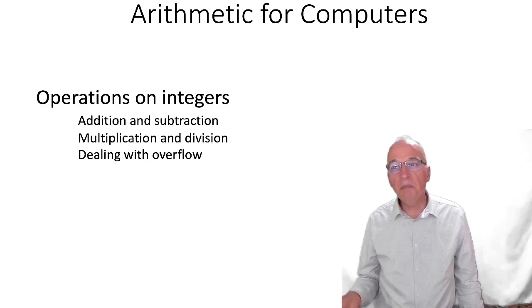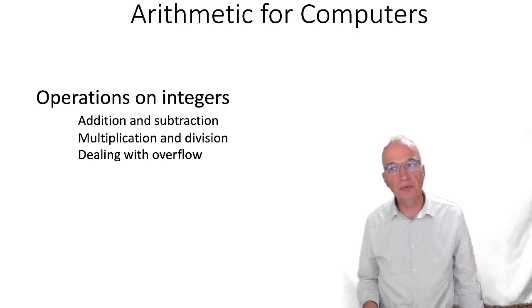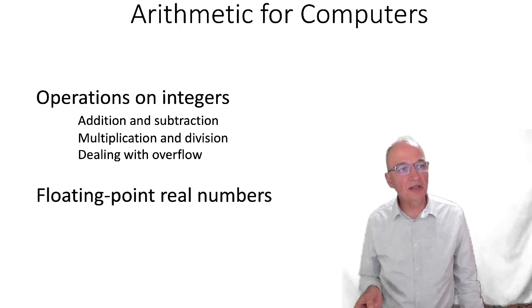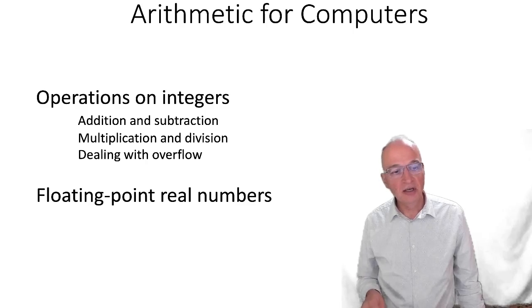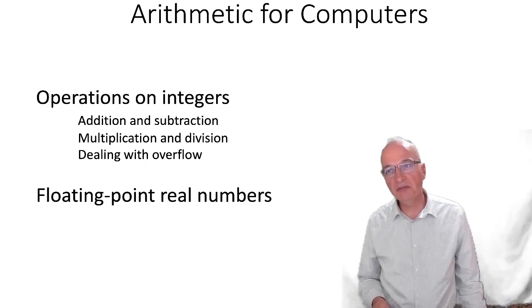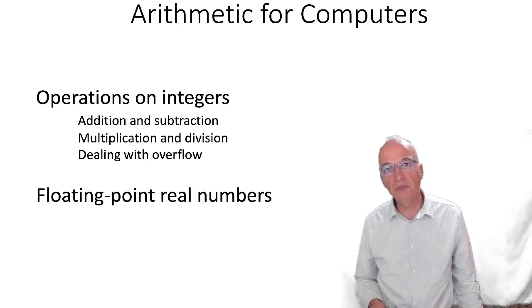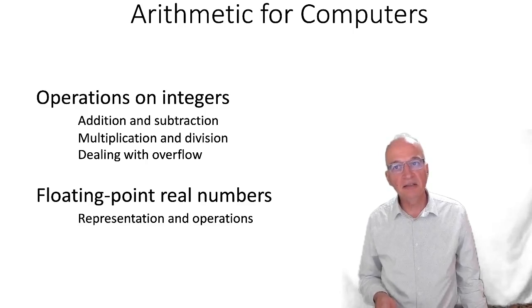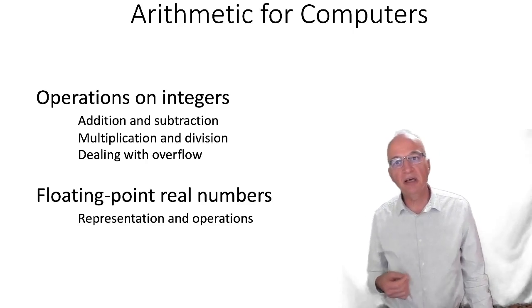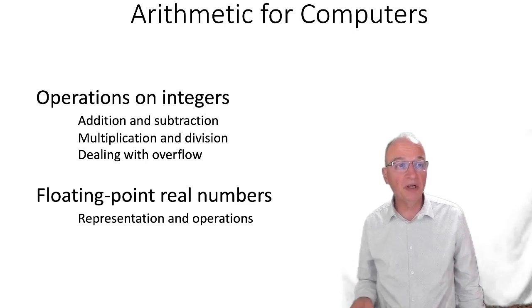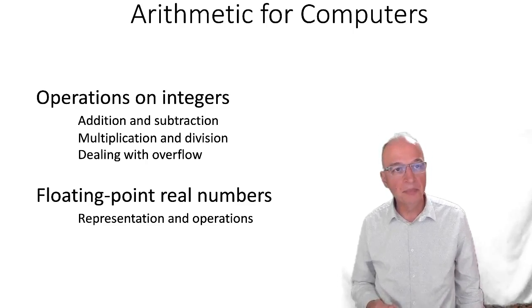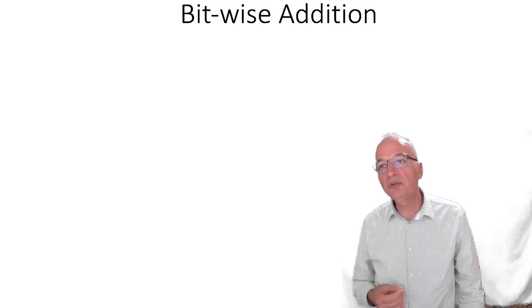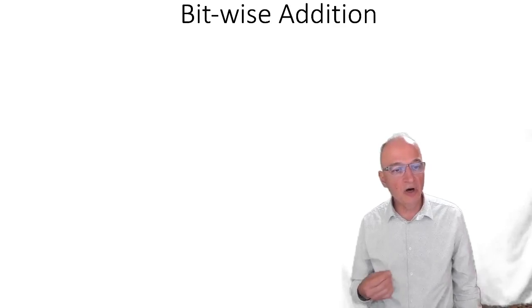But this is only part of the operations that the computer does. The computer also has to deal with real numbers. And for real numbers, we use a representation called a floating point representation. In subsequent lectures, we will be discussing the floating point representation for numbers. We're going to be looking at both the representation and the operation for numbers in floating point. But today what we want to do is to focus on addition.